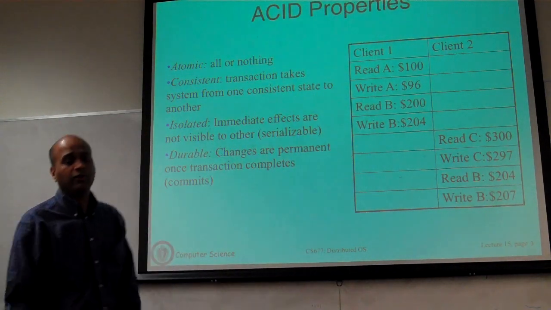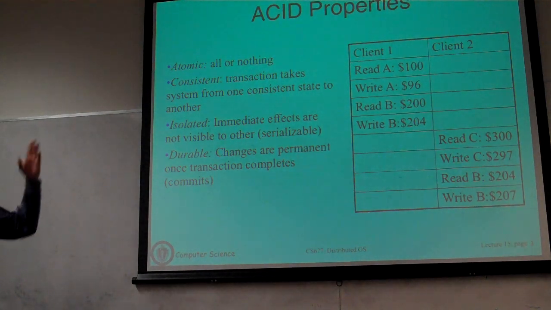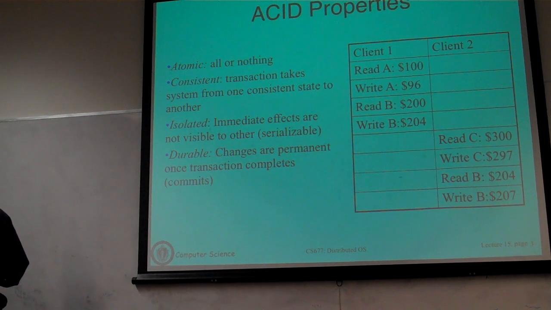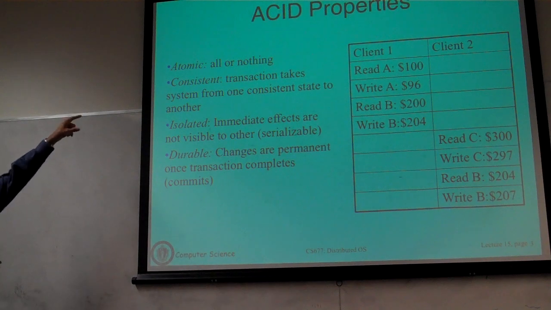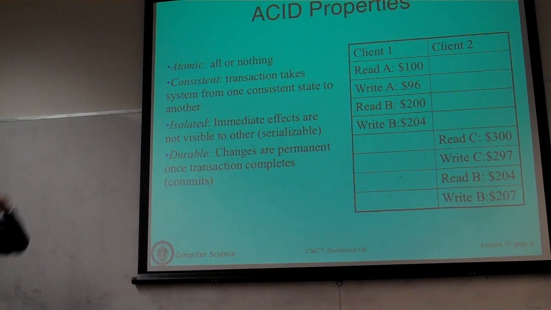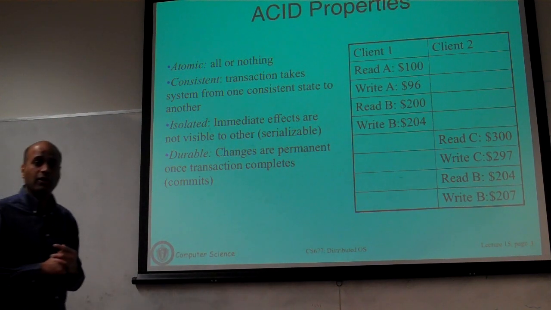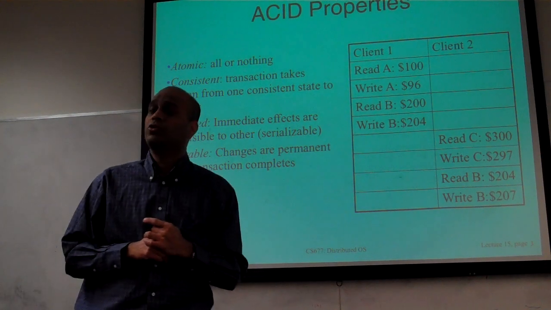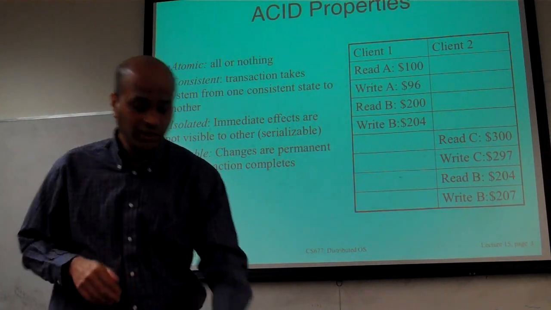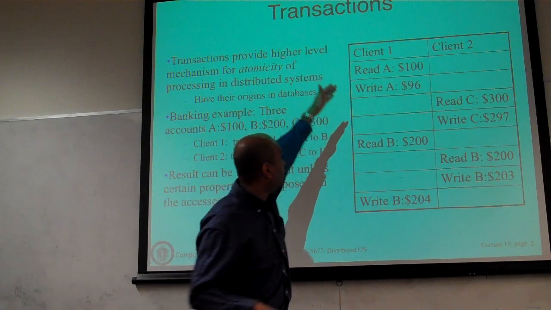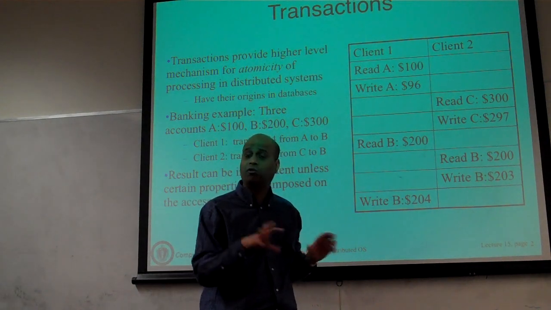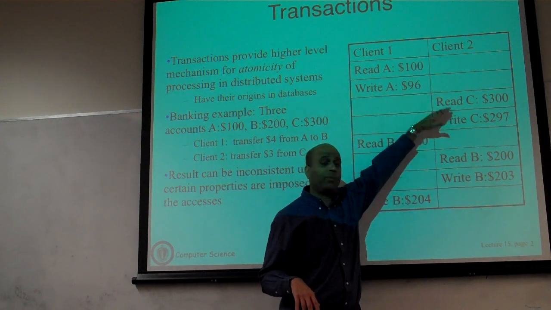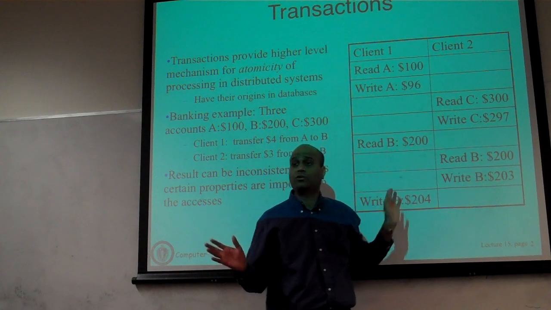So most transactions in databases provide what are called ACID properties. ACID is an acronym for atomicity, consistency, isolation, and durability. Atomicity essentially says you should be all or nothing. Either the whole transaction should have executed as one logical unit without seeing any other impact from other transactions, or it should not have executed.